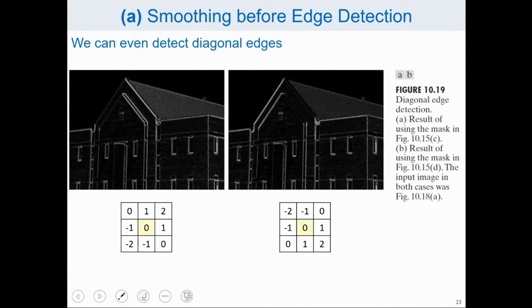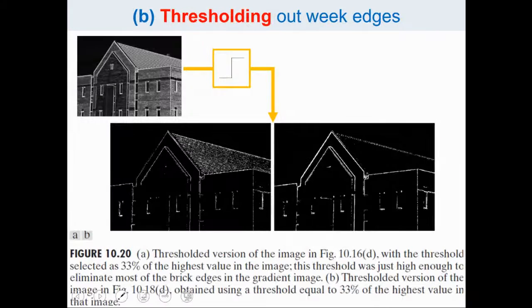We can also detect diagonal edges. So we want to add diagonal edges, so we're going to add the diagonal filters for Sobel. And then the last step, as we said, we can take the image that's output, and we apply a thresholding operation to it, and the thresholding operation will be able to remove a lot of the noise.